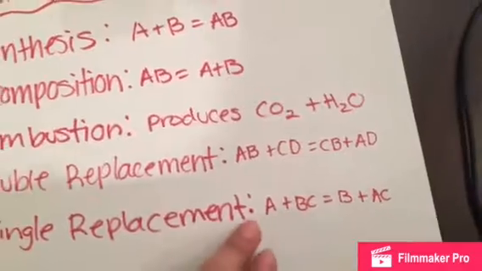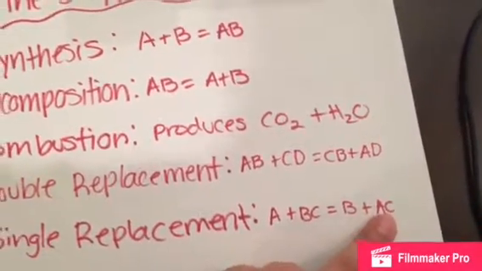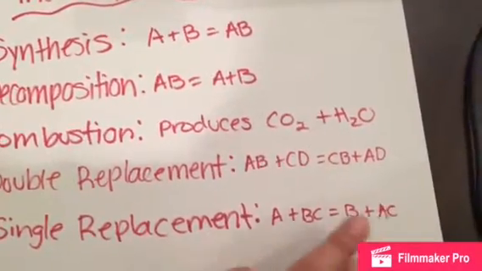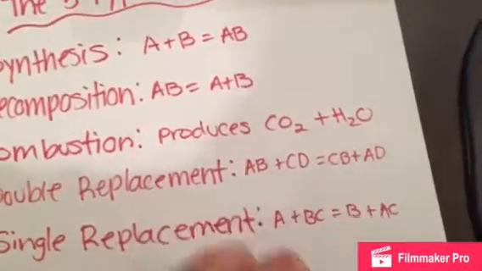So as you can see, the A is now with C and B is alone. So it was a single replacement.